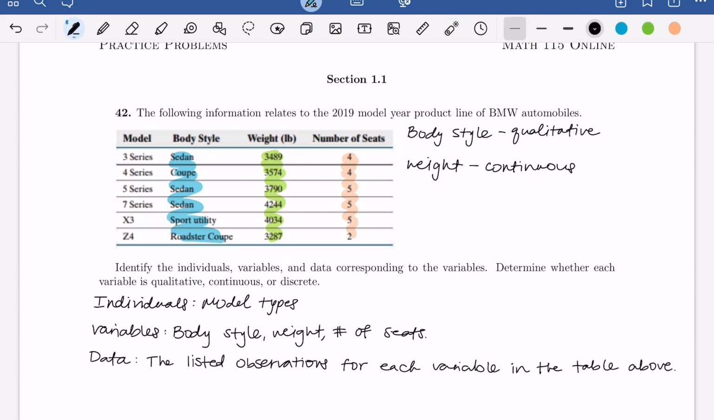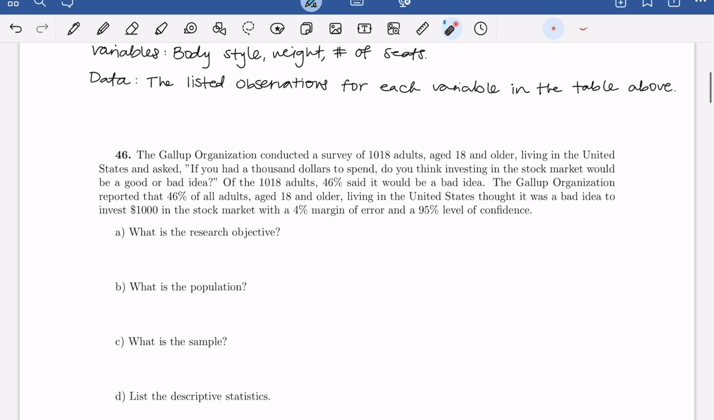Now, the last variable is the number of seats. As you may have guessed, this is going to be a discrete variable, because this is a countable numerical value. We can count the number of seats that we see in each car here. All right, so that's it for this question. Let's move on to question 46 here.